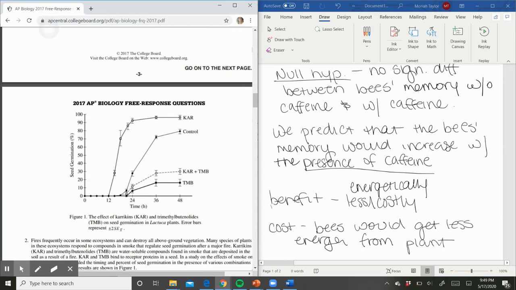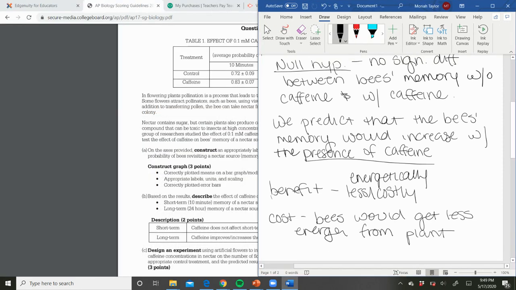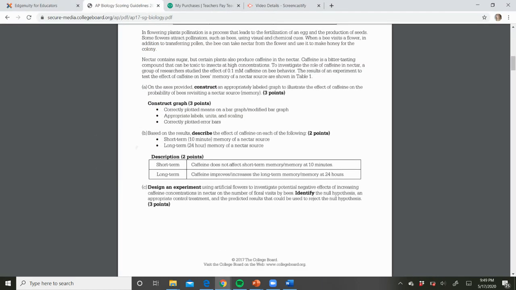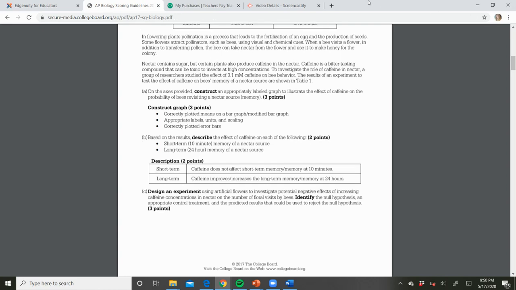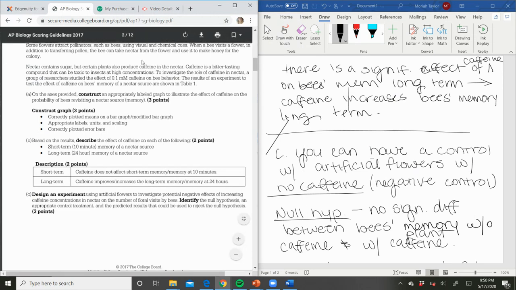I think that's the whole question. Yeah, so that is the full question. I just want to go over really quickly the scoring guide, because I haven't actually looked at it, so I just want to make sure that I didn't miss anything.